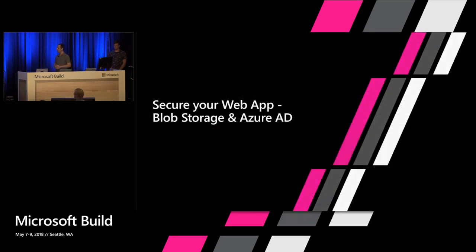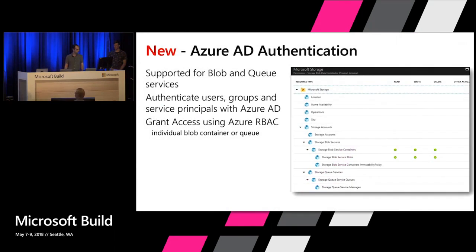Now, let's go back to the web app we were building. We made it scalable. We powered it with microservices in the cloud. Let's now look at how to secure this web application. I'm really excited here again because we're announcing a new feature: Azure Active Directory authentication for Blob REST APIs. Prior to this, you had only two options to authenticate with Blob Storage: SAS token and shared key credentials. Now you can grant users, groups, and service principals access to Blob Storage using Azure Active Directory and Azure RBAC.